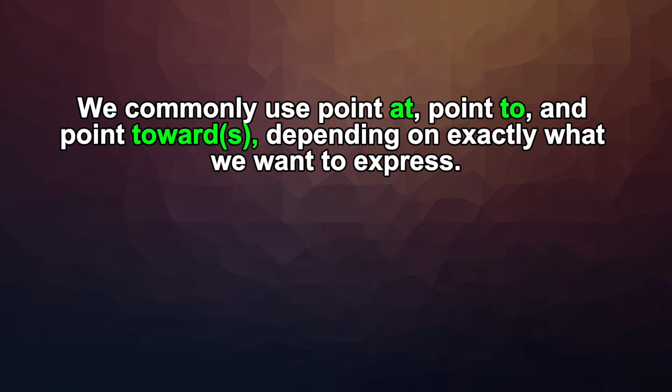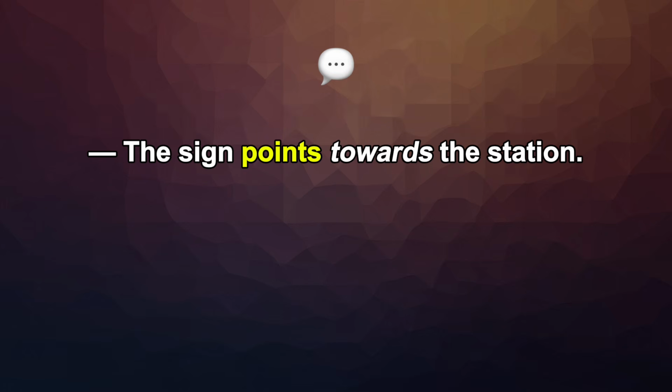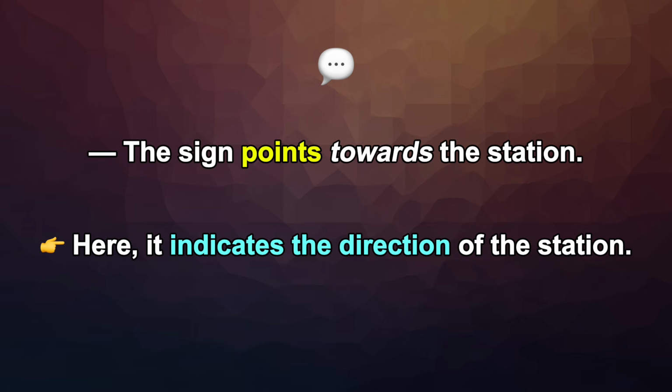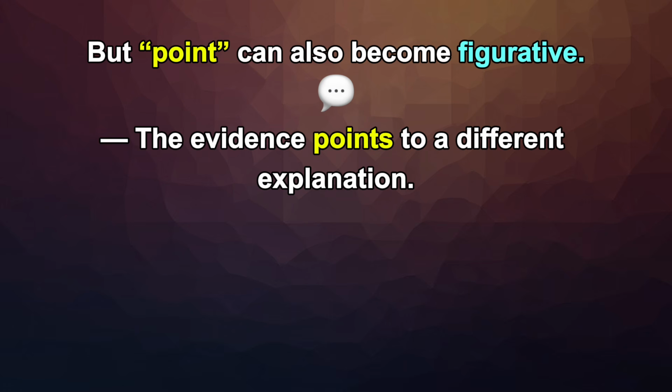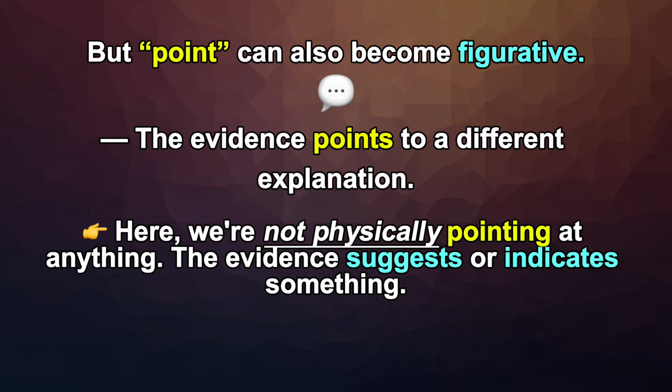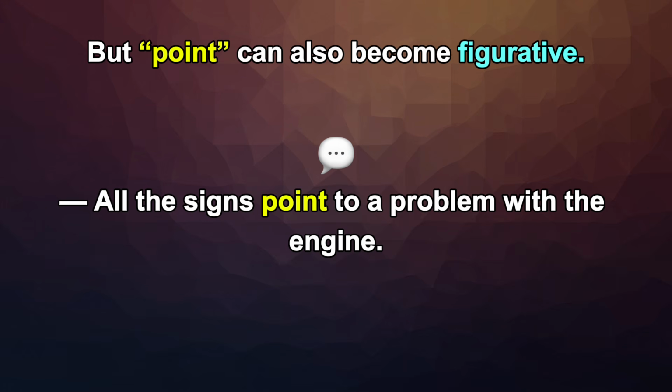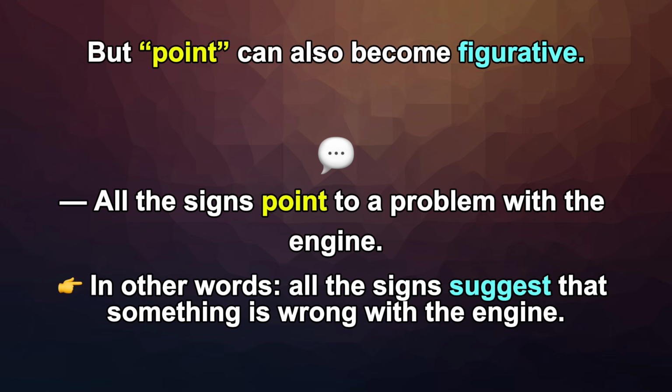We commonly use point at, point to, and point towards, depending on exactly what we want to express. The sign points towards the station. Here, it indicates the direction of the station. But point can also become figurative. The evidence points to a different explanation. Here, we're not physically pointing at anything. The evidence suggests or indicates something. All the signs point to a problem with the engine. In other words, all the signs suggest that something is wrong with the engine.